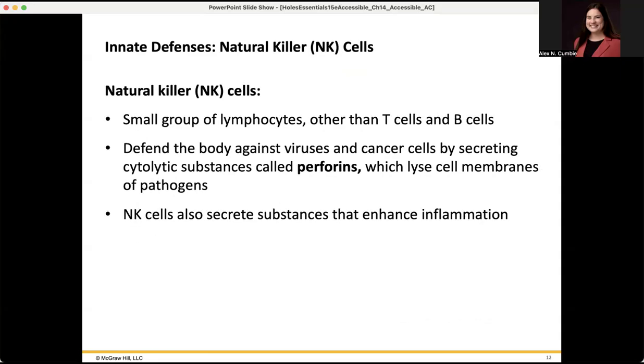Another innate defense, if the pathogen makes its way past your mechanical barrier, is natural killer cells. These are a type of lymphocyte, but they don't have any specific recognition of a pathogen. All they will do, and they mostly target viruses and cancer cells, is produce substances that kill cells, essentially cytolytic. They're called perforins, and they will release those perforins that attach to the cell membrane of viruses or cancer cells, and it kills the cell. These perforins, as you might imagine, can also create inflammation.